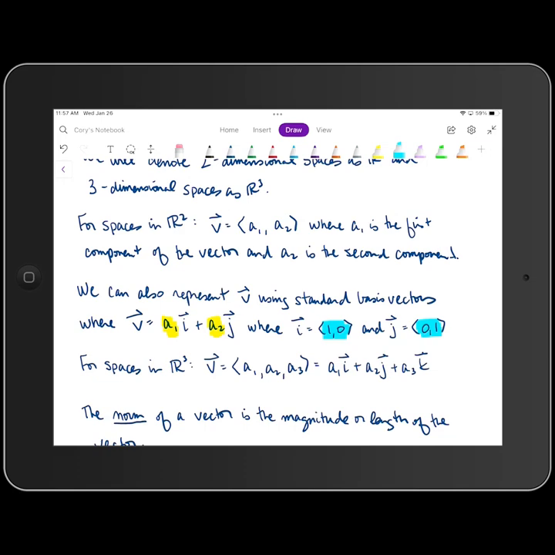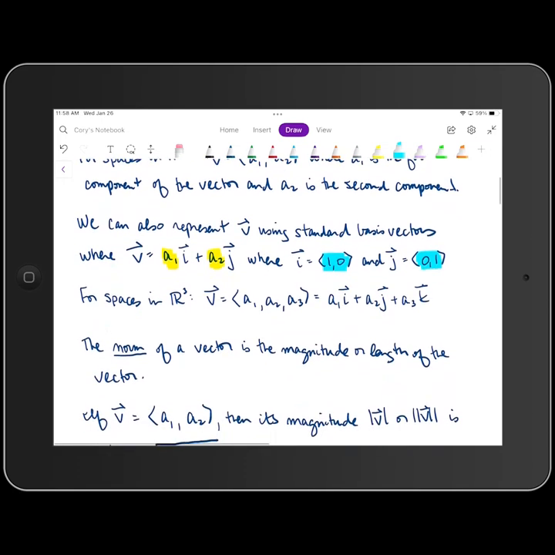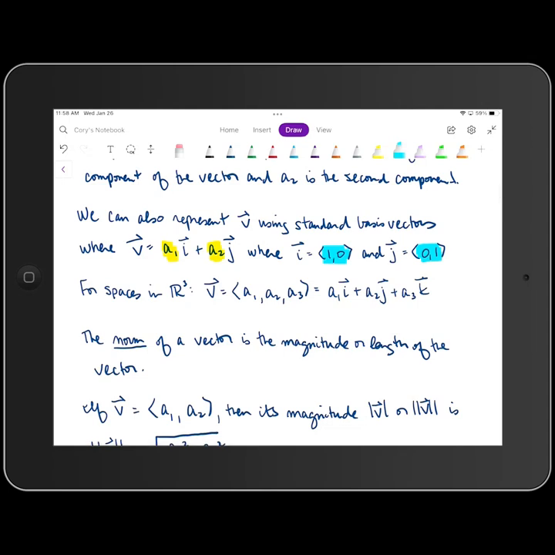Okay, similarly, for spaces in 3 dimensions, your vector is going to have 3 components.